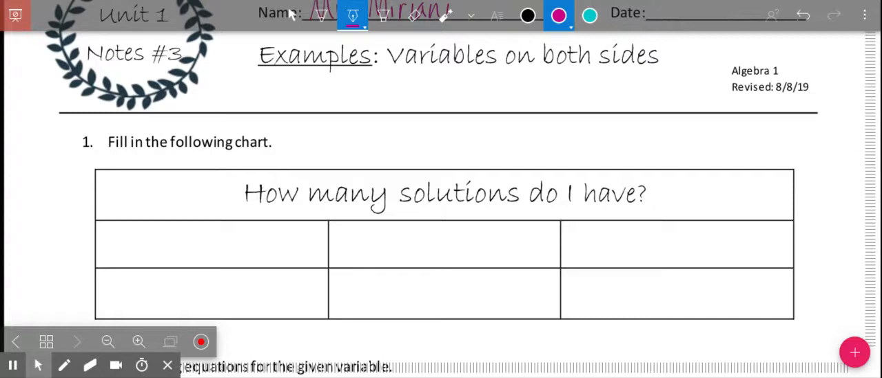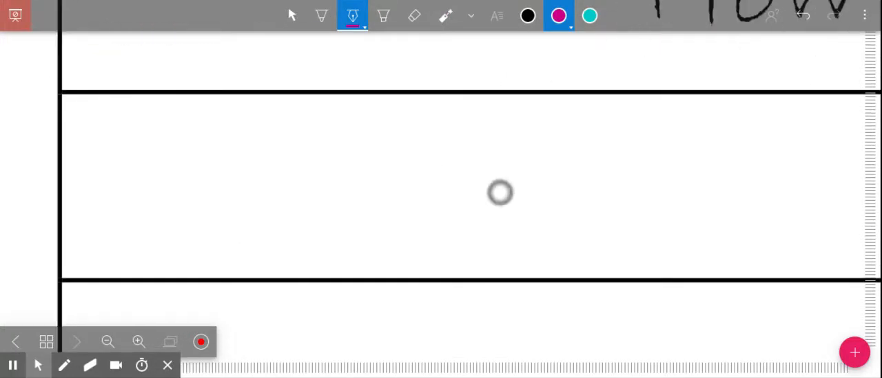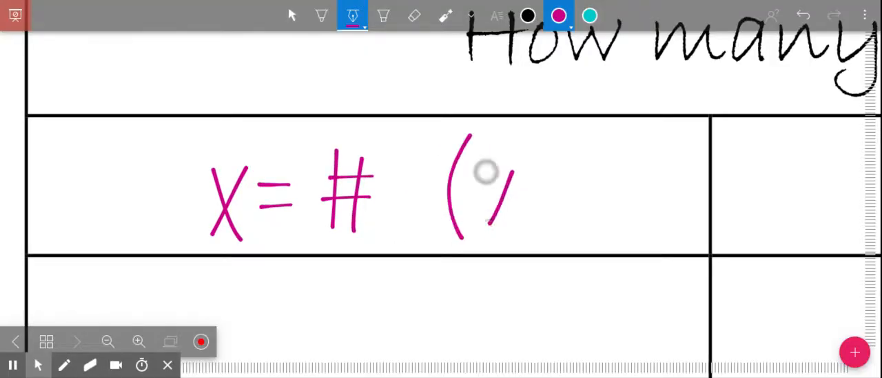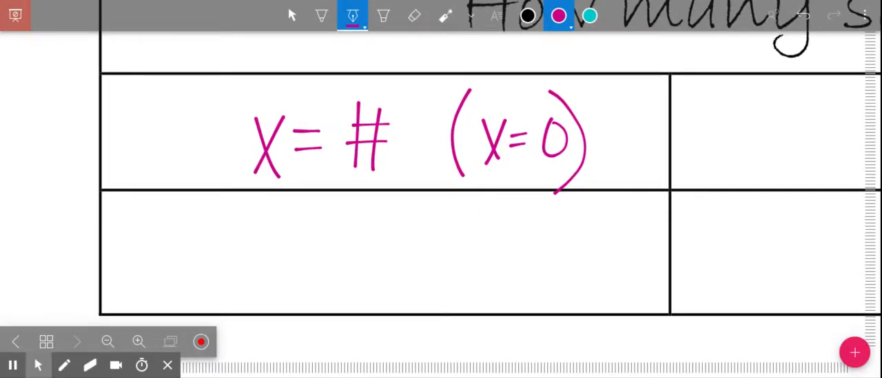Okay, so looking at this, anytime we get x is equal to any number, it could be x is equal to 4, x is equal to negative 55, whatever it may be. Okay, this includes x is equal to 0. That is a possible answer. So anytime you get x is equal to a number, that means you have one solution.